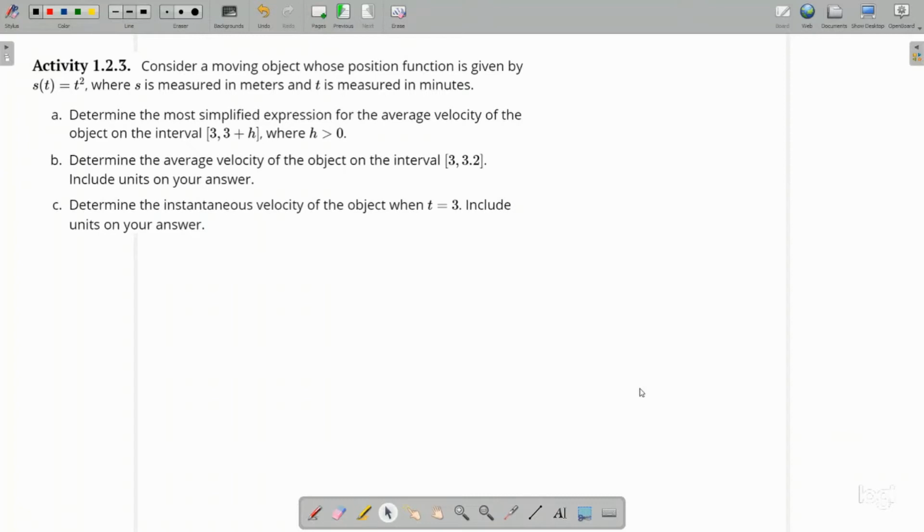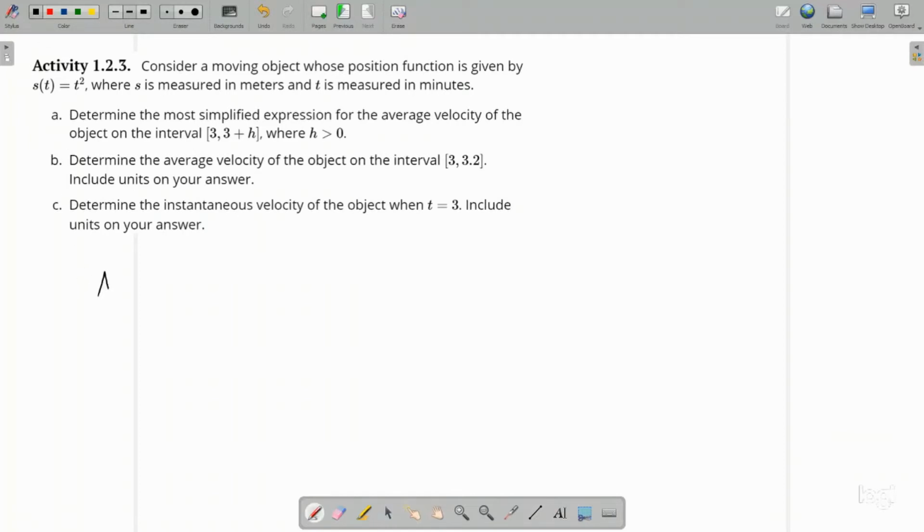Okay, so what do we have? We have a moving object, and the position is given by s of t equals t squared, where s is measured in meters and t is measured in minutes. So again, these units here, meters and minutes, they just help us when we try to turn this thing into a picture that we can understand. Determine the most simplified expression for the average velocity of the object on the interval 3 to 3 plus h, where h is some positive value.